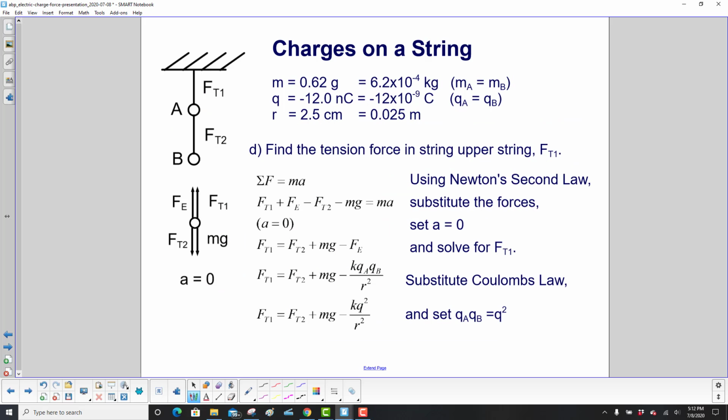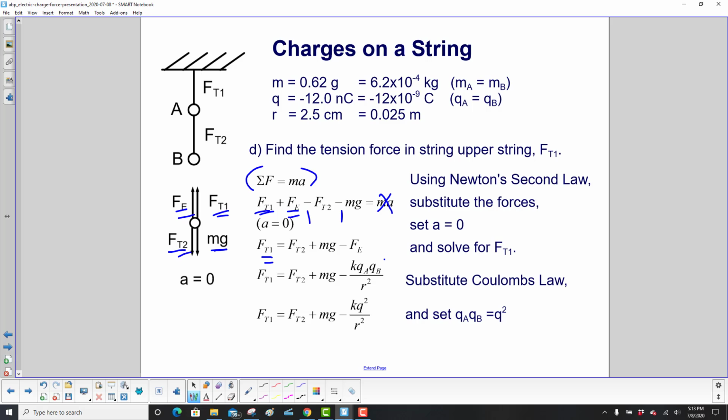We use Newton's second law. Sum of the forces is ma. So who's pointing in the up direction? Well, T1 over here, and the electric force. Who's in the down direction? Well, we have T2, so that gets a negative sign. And mg, also a negative sign. And that equals ma. Ma is 0. So we isolate the tension force in the first string. It's F sub T2 plus mg minus the electric force.